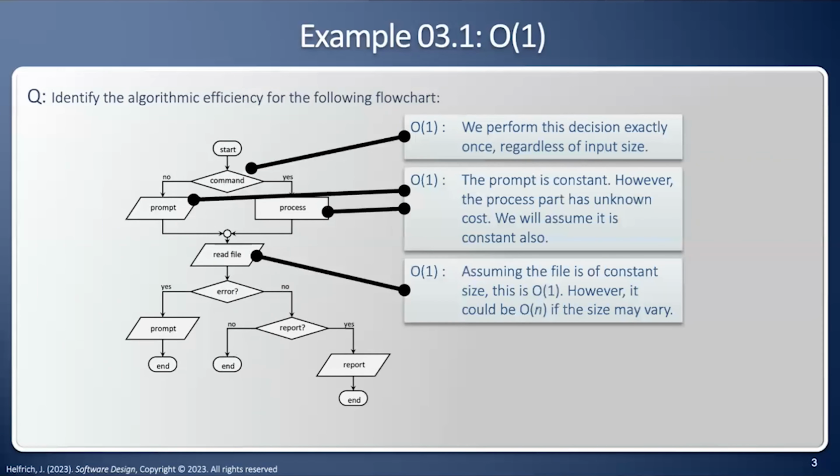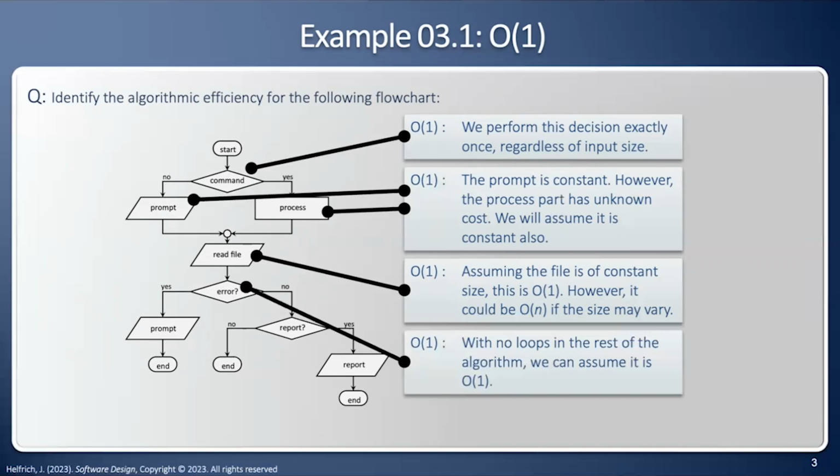Then we have these 2 decision diamonds here. Once again, there's no loops here, so it doesn't matter how big the input is, it'll still take the same amount of time to read the file. All things considered, this is O sub 1, unless the file size can vary. If it can vary, then it'd be O sub n. In other words, we take the highest order exponent of all the different lines to compute the algorithmic efficiency.